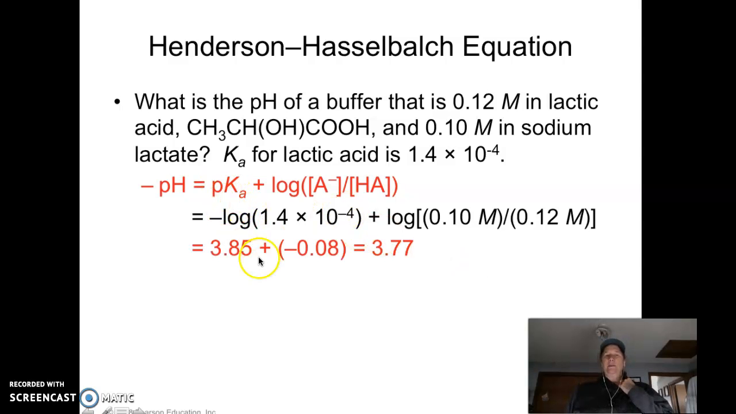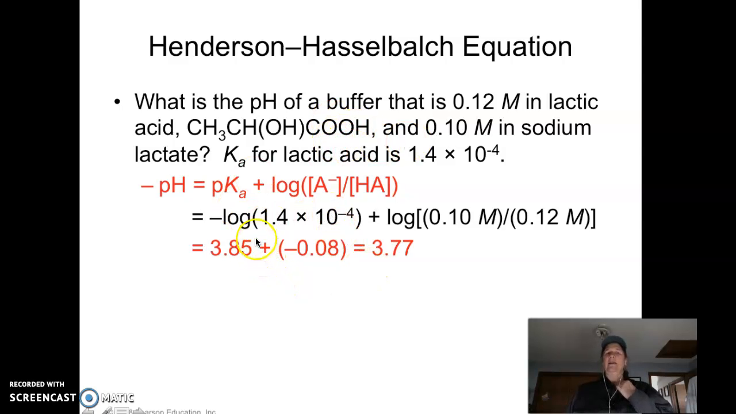So the pKa here is 3.85. You can take the log of this number, or you can just look in that column. It has it right there. If I take this number divided by this number and take the log of it, I get negative 0.018, a negative number. So now I'm going to subtract these. Now the pH of my buffer is 3.77. Originally the pH was 3.85. By adding the buffer, it just lowered it a little bit.